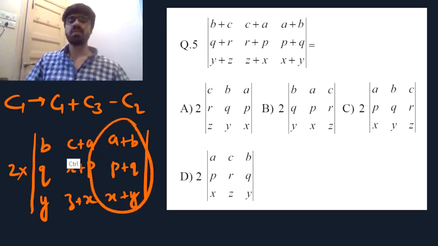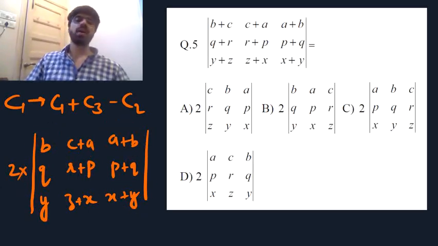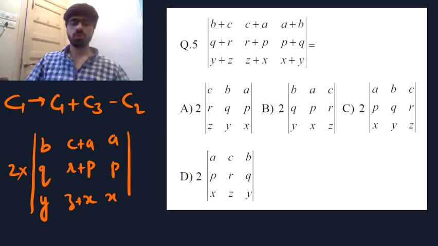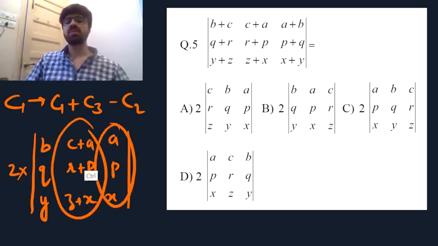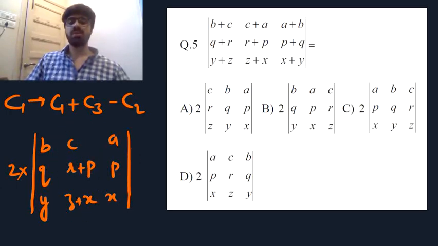So we can go for C3 minus C1, and that will eliminate the BQY terms here. Now we have APX and we had APX here also. So we can now go for C2 minus C3. C2 minus C3 will eliminate the terms here. So we have APX as our last column.